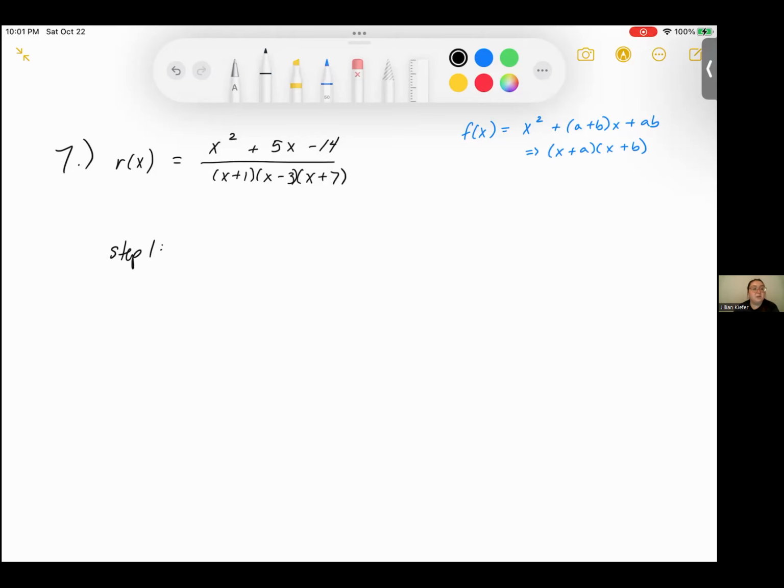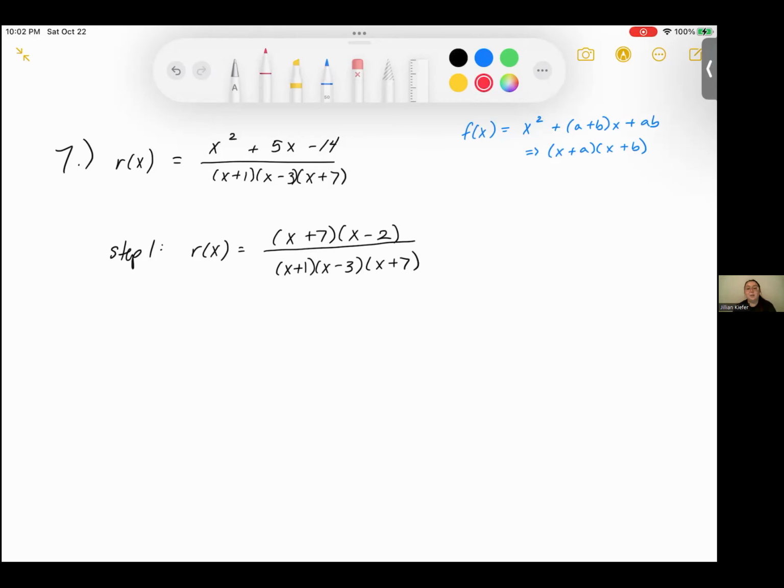7 and 2, if you subtract, say, 2 from 7, that gives you 5. So 2 numbers that multiply to negative 14, that means that the 7 or the 2 has to be negative, and it has to come out to a positive 5. So in our case, this would end up being a positive 7 and a negative 2, which means that our numerator will factor into x plus 7 times x minus 2, divided by x plus 1 times x minus 3 times x plus 7.